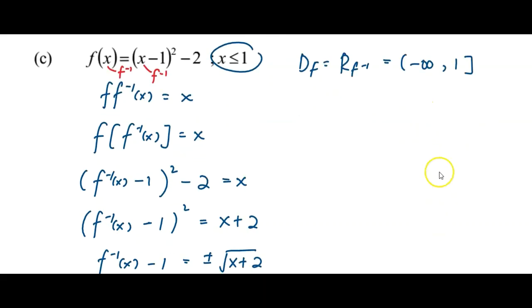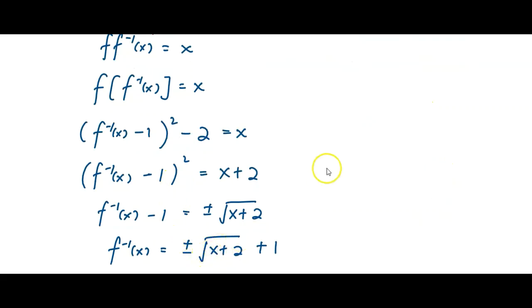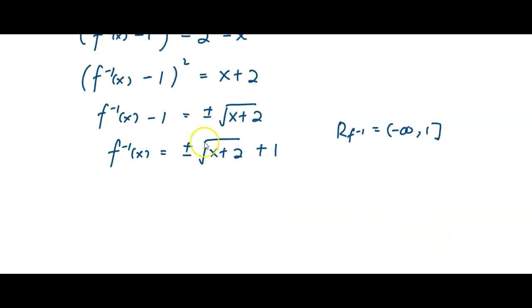So if you want to know which one you will choose, since the range of f inverse is -infinity up to 1, meaning that you want to get a y value which is less than or equal to 1. Choose the one which will give you the y value from -infinity up to 1. Since here we got the square root of x plus 2 plus 1, we got two choices. One is a positive square root of x plus 2 plus 1. The other choice is a negative square root of x plus 2 plus 1.